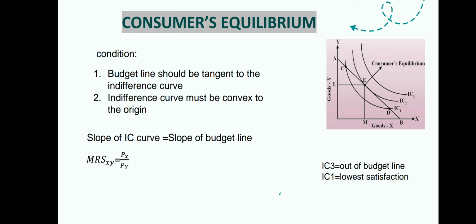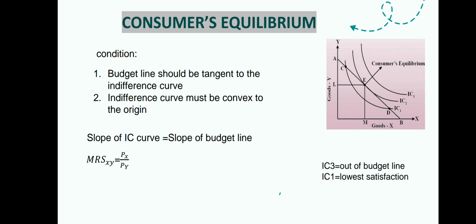Here is the picture of consumers equilibrium. Here you can see on the x-axis there is good x, and on the y-axis there is good y. So there are combinations of two goods. There are two conditions for consumers equilibrium. First, the budget line should be tangent to the indifference curve. Second, the indifference curve must be convex to the origin.